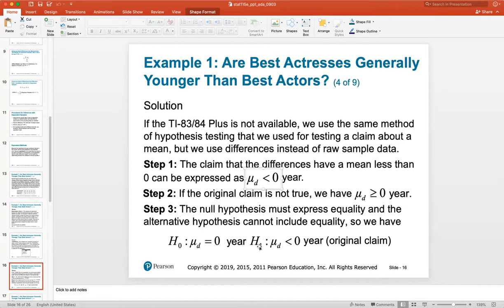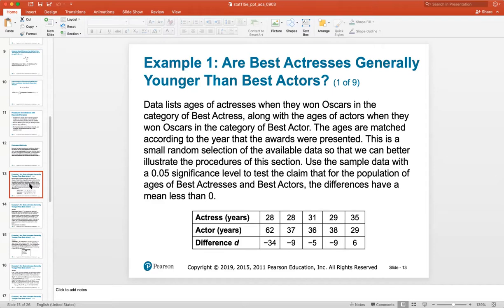Now we need to construct the one single sample data by taking the difference for each pair of the data: 28 minus 62, 28 minus 37. So what if you have to deal with many more than 5 data values? What are you going to do? There is a way to calculate the differences automatically using the calculator. I'll show you.